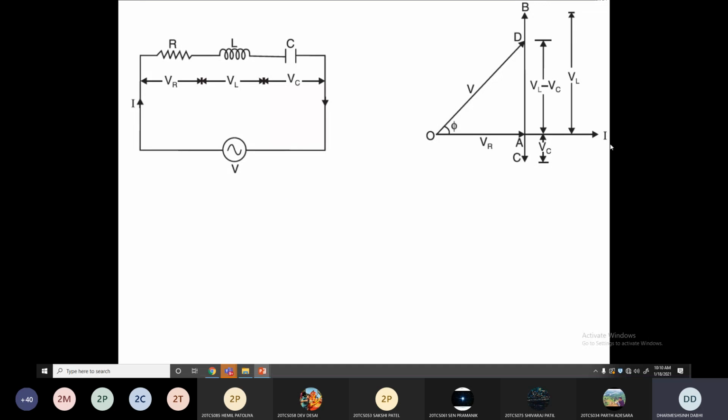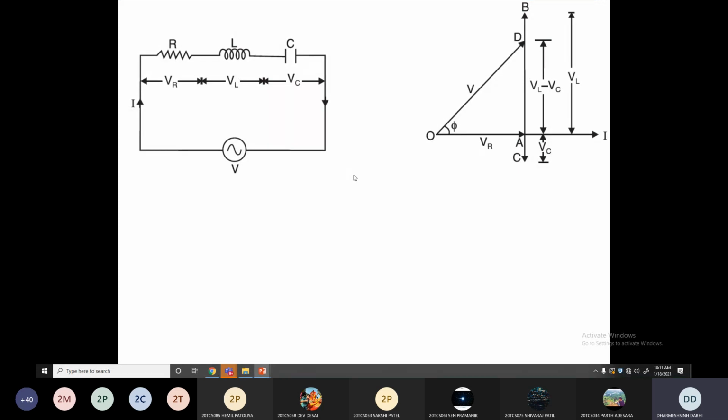Again, repeat: draw the current vector as a reference. VR is always in phase with I, vector OA. Draw the vector of VL, the voltage drop across the inductor. Then draw the vector of VC. Both are 180 degrees out of phase. Take the subtraction of these two voltages. Here VL is higher than VC, so subtract VC from VL. So VL minus VC is the vector AD. The vector summation of OA and AD gives the vector OD, that is the supply voltage V. All of you clear how to draw the vector diagram for a series RLC circuit?